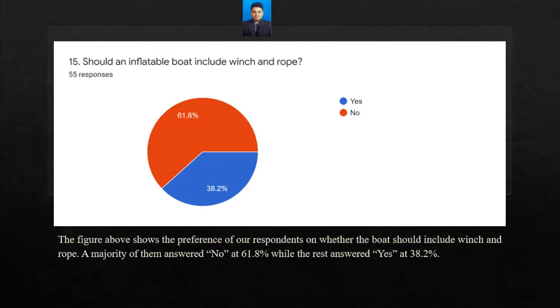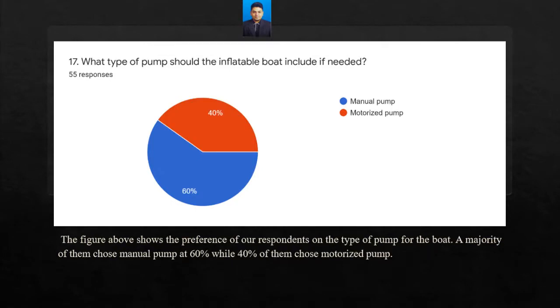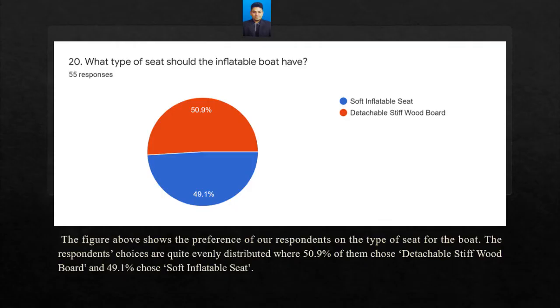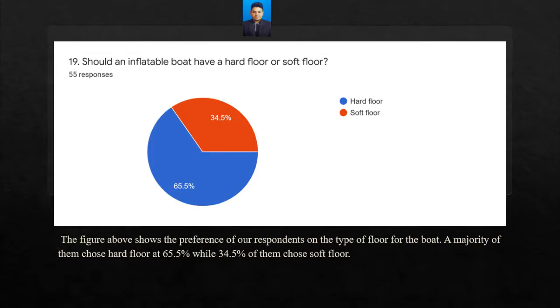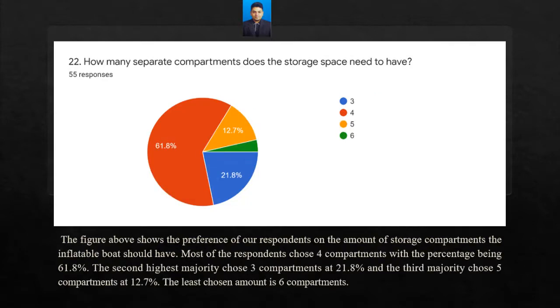In this figure, our respondents said a winch and rope is not necessary. This figure shows that the respondents want a manual pump. This figure shows that a pump needs to be included. This figure shows the inflation valve should be located in the rear. This figure shows our respondents chose a detachable stiff wood board as the ideal seat. This figure shows the respondents want a hard floor. This figure shows our respondents chose portability over a smooth ride. This figure shows our respondents want 4 separate compartments in the storage space.